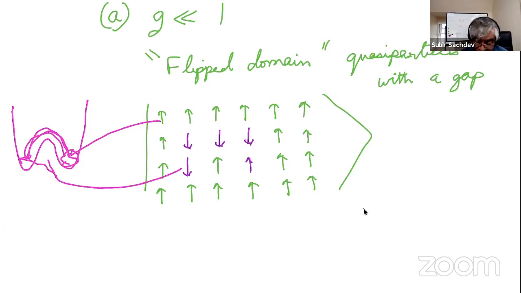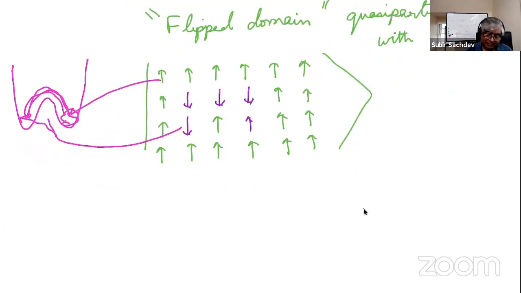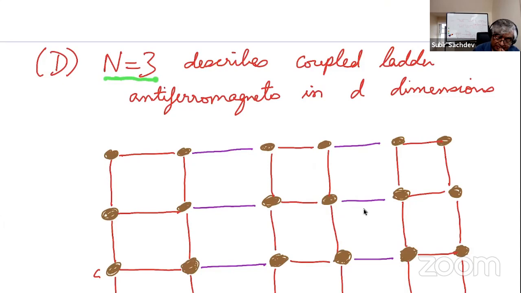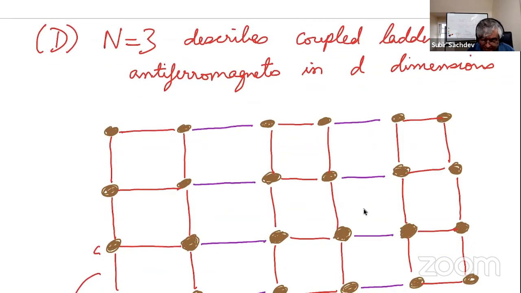And finally, let me finish this lecture by mentioning yet another quantum model, which is described by n equals 3. We've met n equals 1, it's the Ising model in a transverse field. We've met n equals 2, which is the Bose-Hubbard model at the superfluid insulator transition. What is n equals 3? Well, one example of n equals 3, which has also been studied in a lot of experiments, is sometimes called a coupled ladder antiferromagnet.